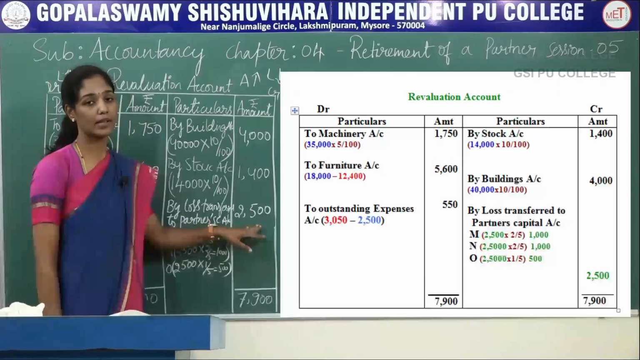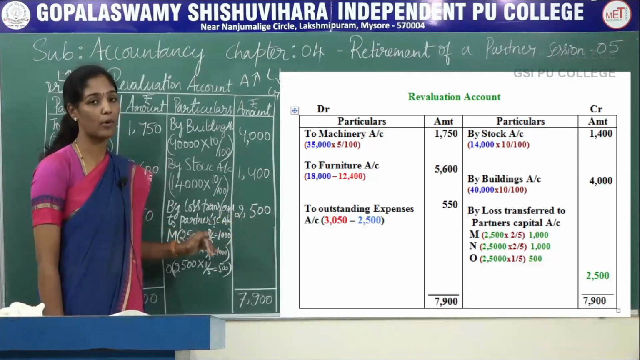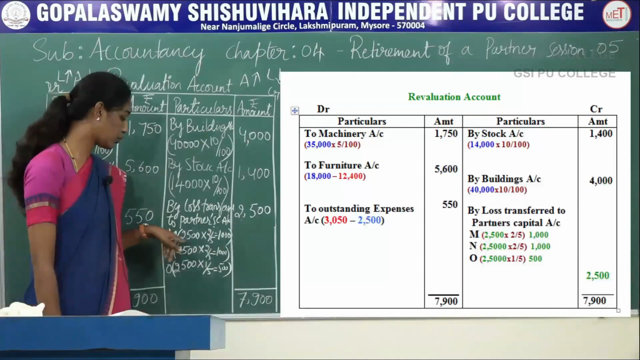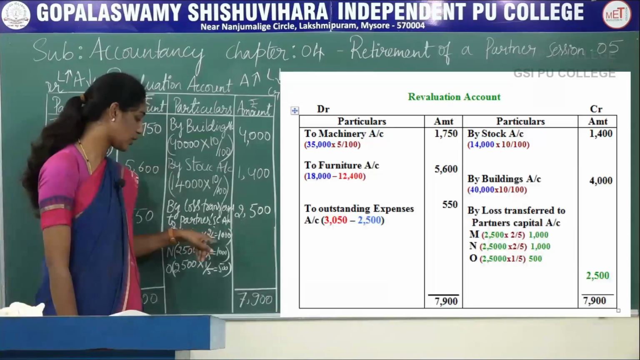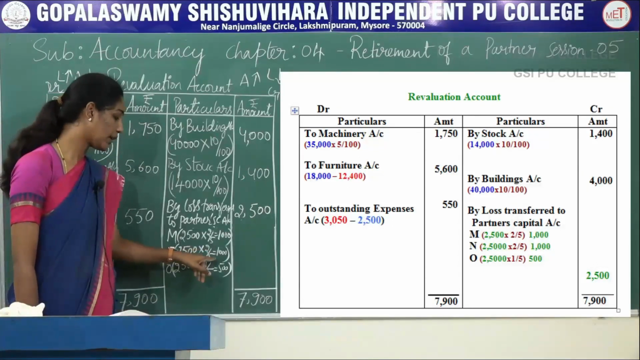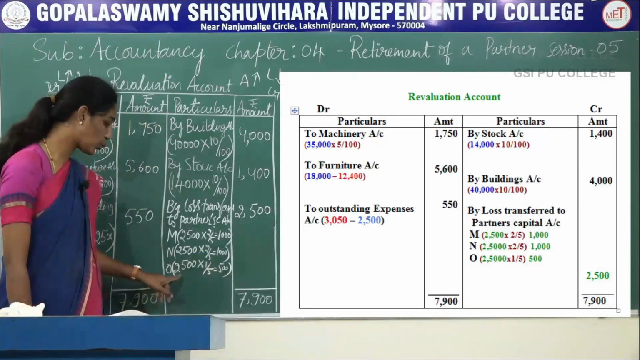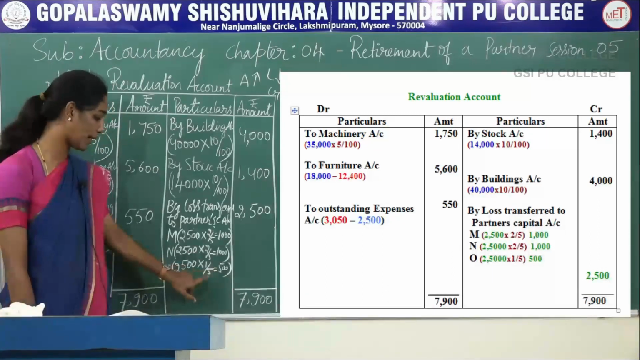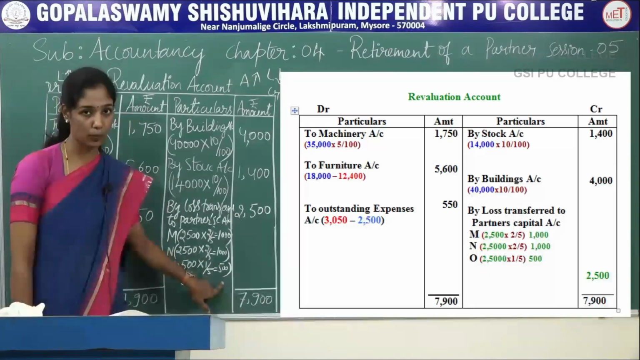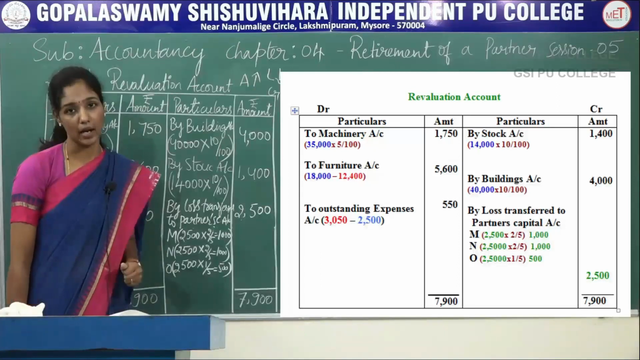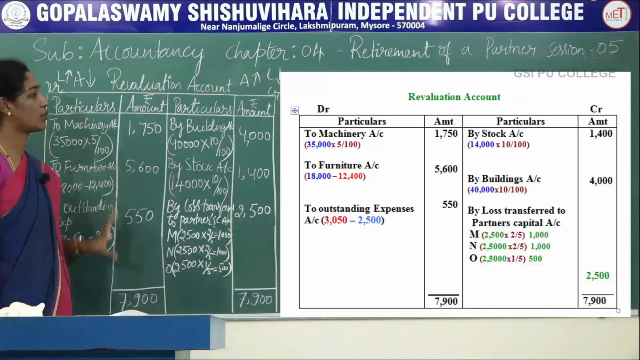And this balance represents loss, and this loss should be distributed among all the partners in their old profit sharing ratio. M: 2,500 into his share 2 by 5 equals 1,000. N: 2,500 into 2 by 5 comes to 1,000, and O: 2,500 into his share of profit and loss 1 by 5 comes to 500 rupees, and this amount should be transferred to their capital accounts. So this is the revaluation account.